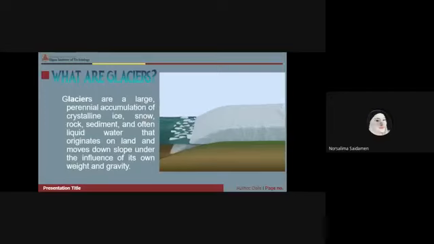The term glacier comes from the French word glacier, which means ice. So glaciers are often called rivers of ice. Glaciers are a large perennial accumulation of crystalline ice, snow, rock, sediment, and often liquid water that originates on land and moves down slope under the influence of its own weight and gravity. So glaciers are not just ice, no? They also have the presence of rock, sediment, and liquid water.